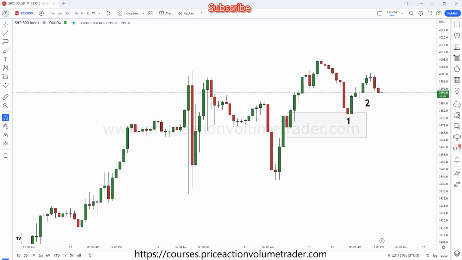So rather than just blindly leave a limit order here, which again, when these setups work, obviously, if you don't wait for the second confirmation, your entry is going to be better because you're going to get in longer. You're going to get long at a lower level, and you're going to have a tighter stop.